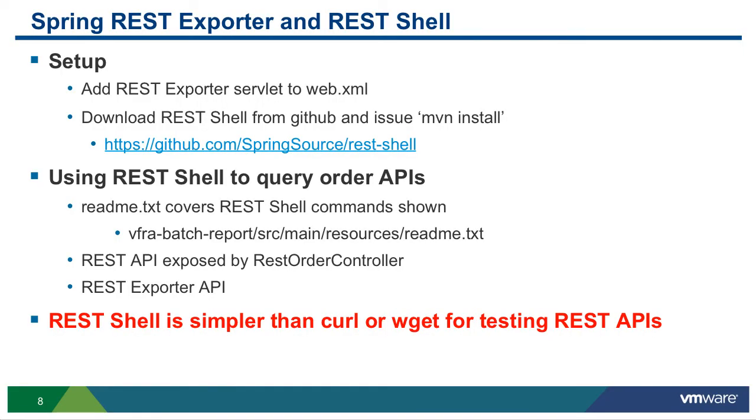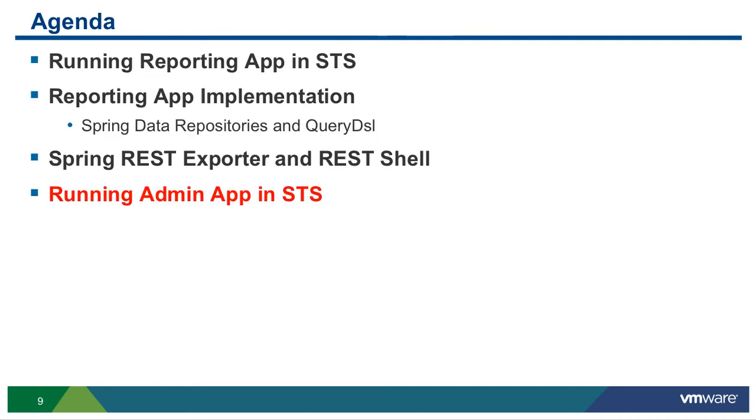So that concludes our review of the REST shell and the Exporter API. A great benefit of the REST shell is it's a very concise way to interact with a REST API, and a simpler option than using curl or wget. Now we're going to look at the admin app and getting that to run in STS.